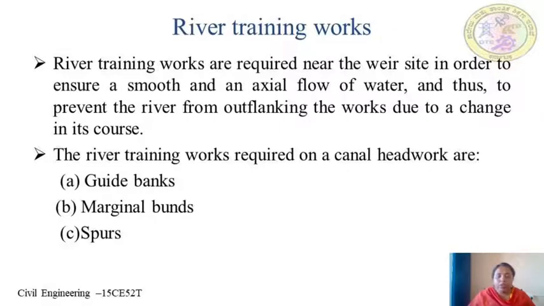So river training is generally defined as the measures adopted on a river, because the rivers in the alluvial plain frequently alter their courses and may subsequently damage the land and property adjacent to them. So in order to prevent the damage to the land as well as property, river training works are being carried out on a canal headwork. Some of the river training works carried out are: one is guide banks, second one is marginal bunds, and third one is spurs.